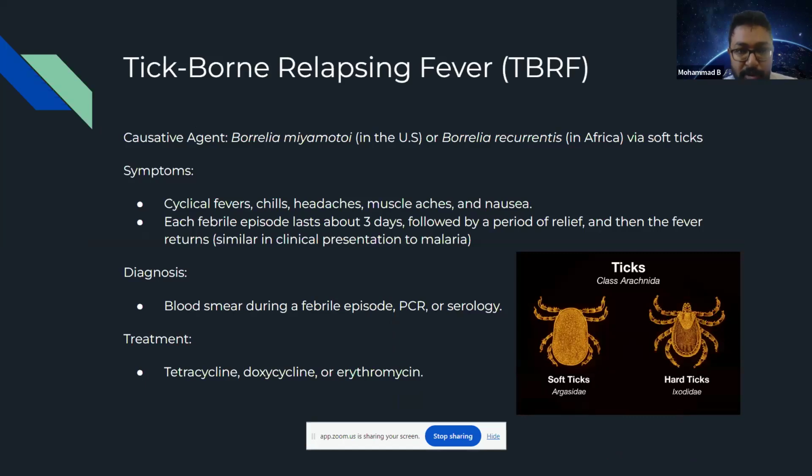Okay. We have tick-borne relapsing fever, another one. It has febrile episodes, so it's very similar to malaria. How malaria has a period where there's no symptoms, and then whenever there's hemolytic anemia, the patient will feel the fever, headache, and muscle aches, and all those symptoms. So it's very similar. And we do a blood smear to find the pathogen responsible for this. And again, the treatment would be tetracycline, doxycycline, or erythromycin.